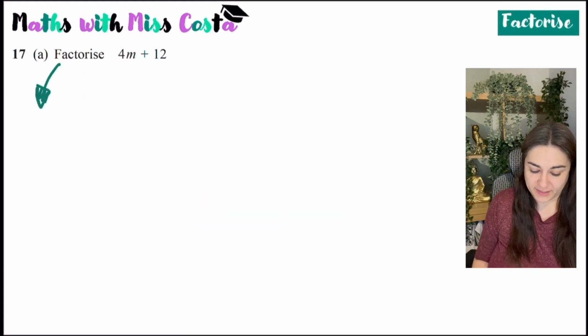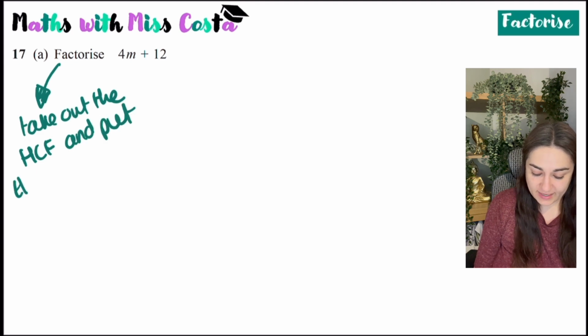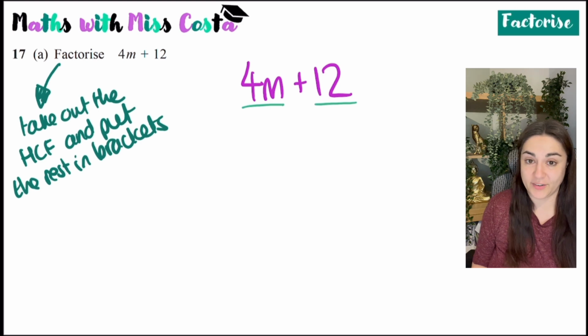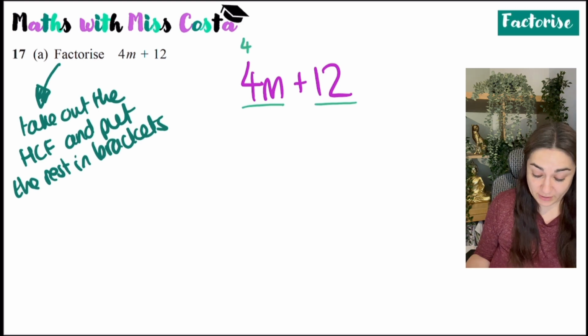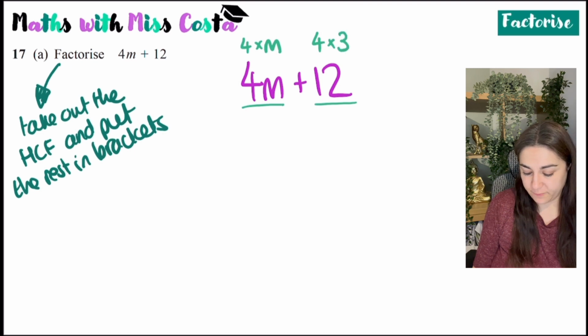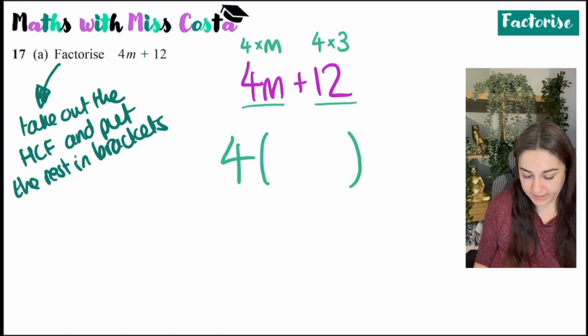Okay, next we've got a factorise question, and factorise means take out the highest common factor and put the rest in brackets. So I've got 4m plus 12. Now I want to find the highest common factor of these two terms, the largest number or piece of algebra that goes into them. 4m means 4 times m, and 12, if I know that 4 is the number here, can 4 multiplied by something make 12? Yep, 4 times 3 makes 12. So I know that 4 is the largest factor.